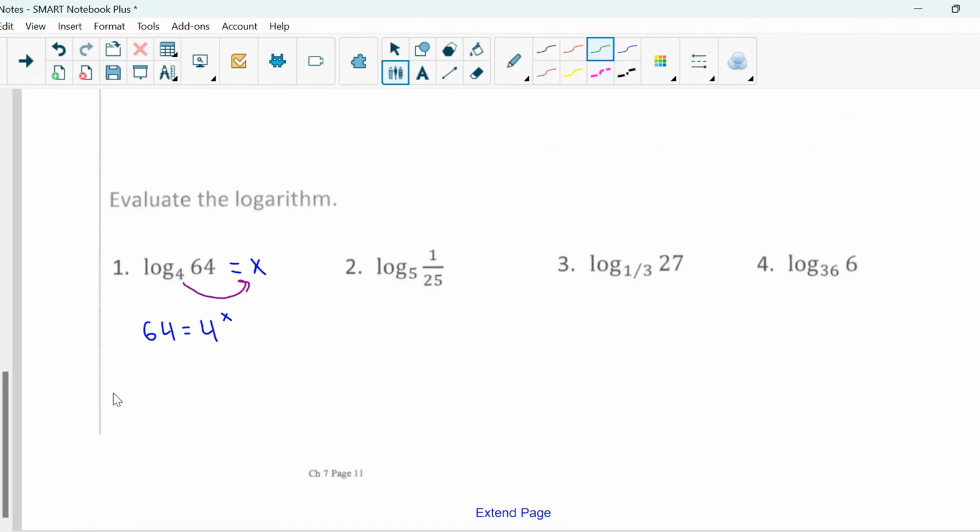So let's see. Down here we can list them. 4 to the first equals 4. 4 to the second power equals 16. 4 to the third equals 64. So that means that in order for my equation to be equal, I need to have 4 to the third power. So that tells me that x has to equal 3.